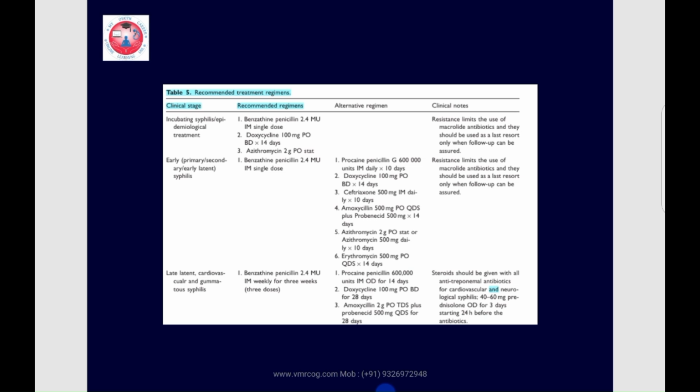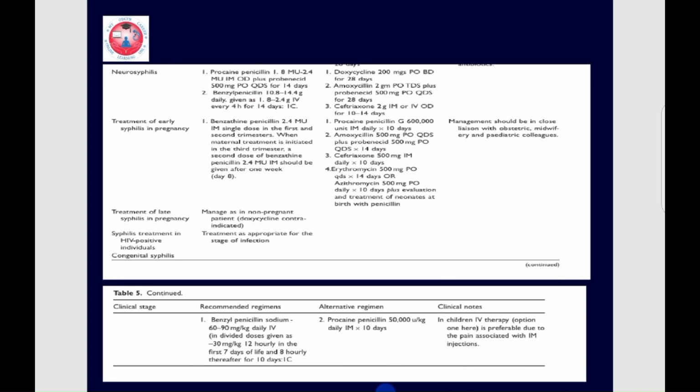So if you have an EMQ in that particular case, and if it is a treatment for the late disease, please select the option where they have given the steroids along with the antibiotics. So it should be started 24 hours prior. Okay, now you have seen, notice that the oral treatment dose in early syphilis is for 2 weeks and oral treatment is for 4 weeks in late disease. Okay, now let us go to neurosyphilis.